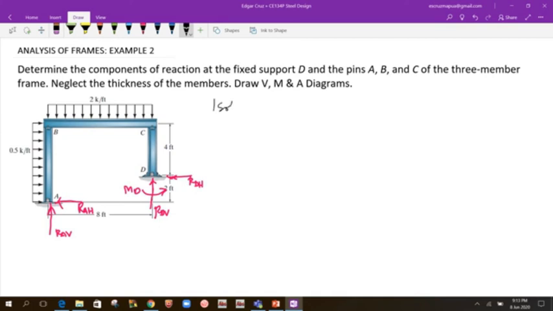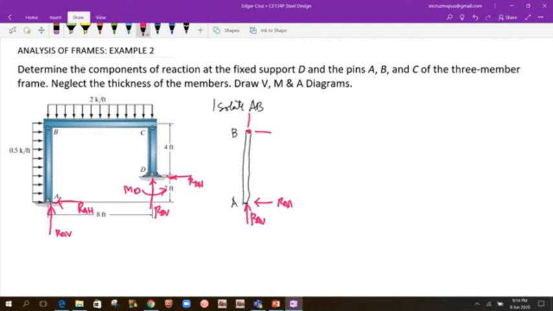So let us isolate member, say AB. Okay, so the vertical member AB. If you take a look at that, here's the vertical member AB. We have the RA vertical, and let's say to the right is RA horizontal. At that joint B, since this is hinged, there will be only a horizontal and vertical reaction.